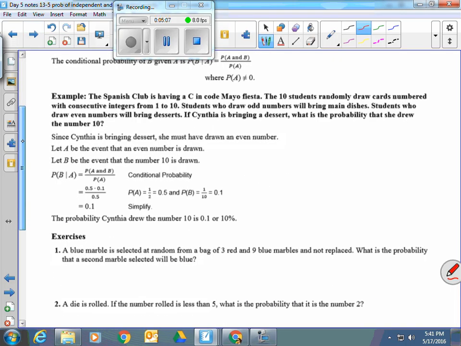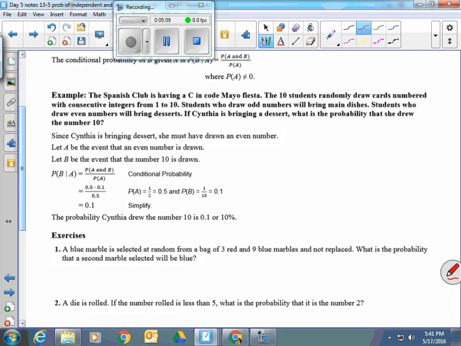Okay, on the back side, a Spanish club is having a Cinco de Mayo fiesta. The 10 students randomly draw cards numbered with consecutive integers from 1 to 10. The student who draws odd numbers will bring main dishes. The student who draws even numbers will bring desserts. If Cynthia is bringing a dessert, so that tells me that she has an even number. Okay, what is the probability that she draws the number 10?